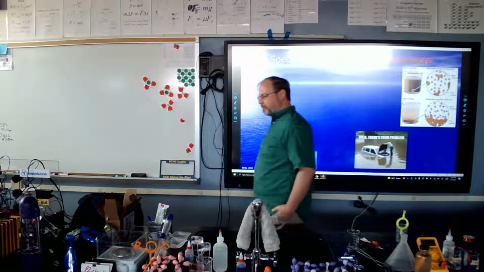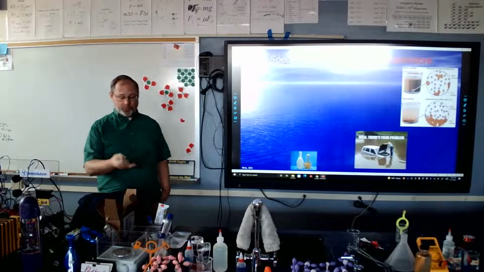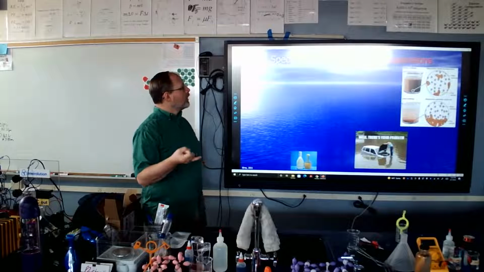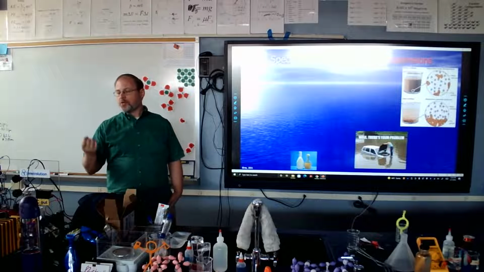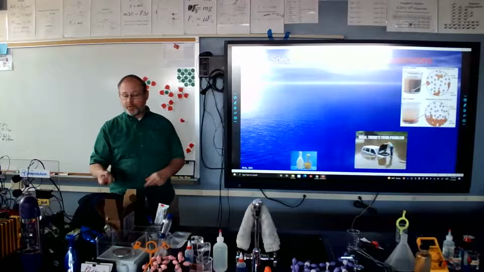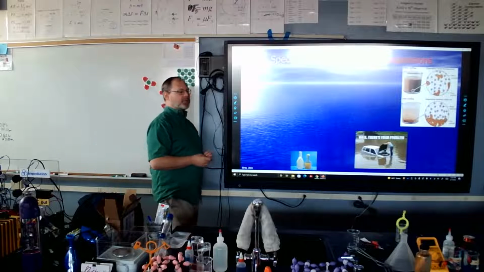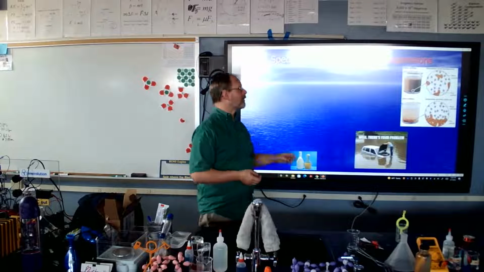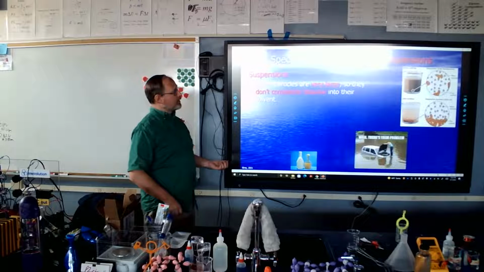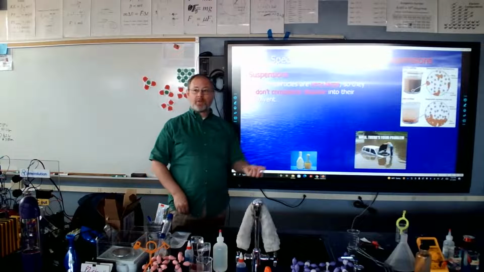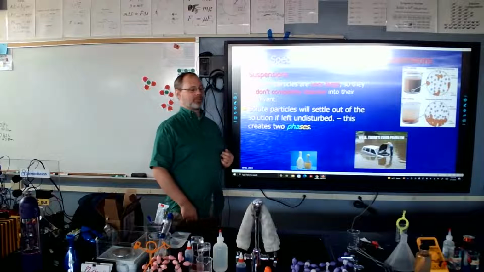We classify mixtures as three different things: as solutions, which we just talked about, or suspensions or colloids. Solutions dissolve into each other. A solute dissolves into a solvent to form a solution. Sometimes you get particles that are so big they settle out. That's what you get in a suspension. In a suspension, the particles are so large they settle out. You have obvious phases.